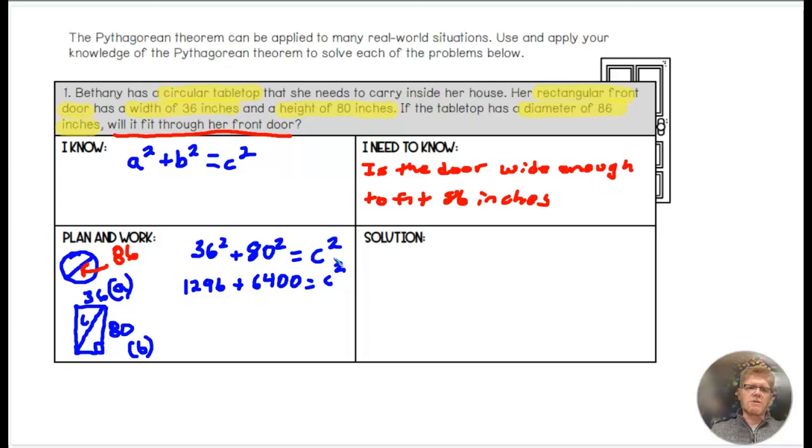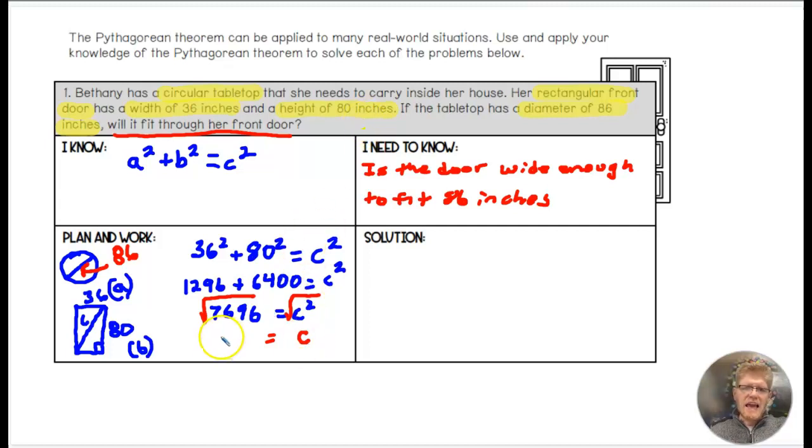So what's that all equal to? 7,696 is equal to c squared. Now, I don't want to know c squared. I want to know c. So I'm going to take the square root of both of these things. I'll take the square root of this and take the square root of that, because that will give me c.